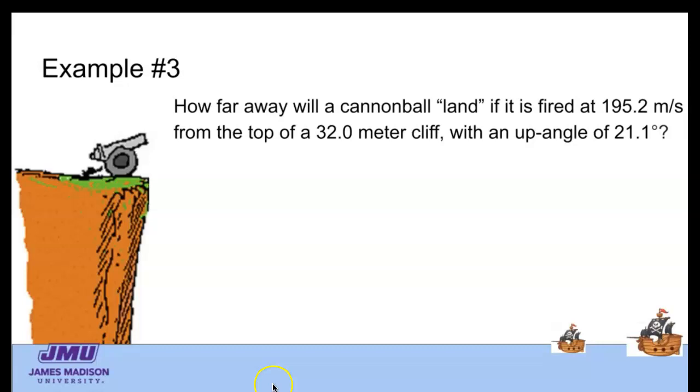So just like the last problem, I'm given the initial velocity, 195.2 meters per second, but I can't use that in my calculations in the horizontal or in the vertical. So the first thing I'm going to want to do is determine how much of that 195.2 meters per second is in the x direction. According to this, 182.1 meters per second of it. And how much of it is in the y direction?